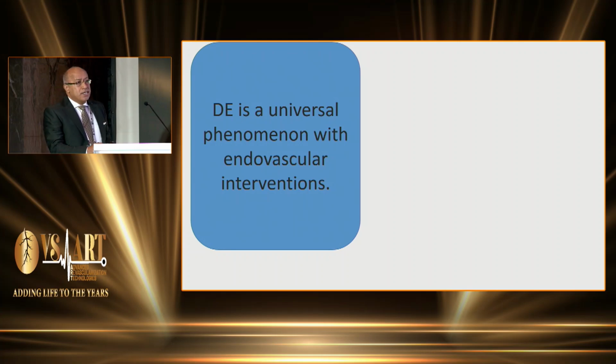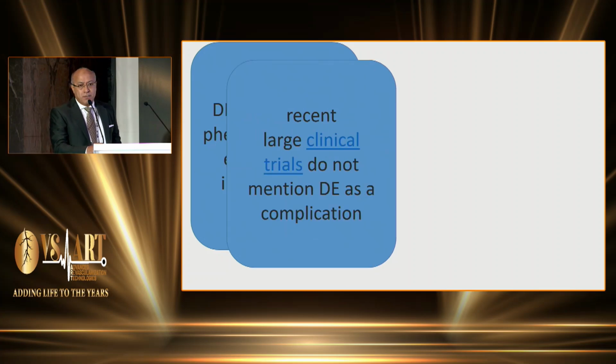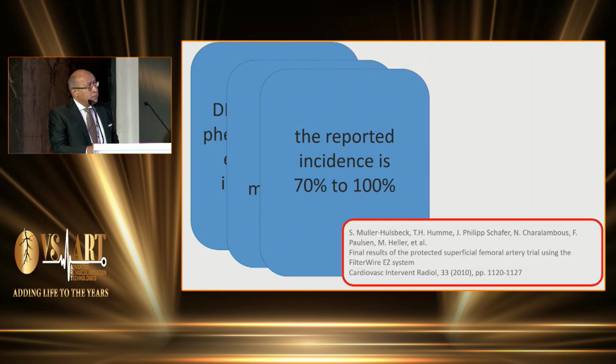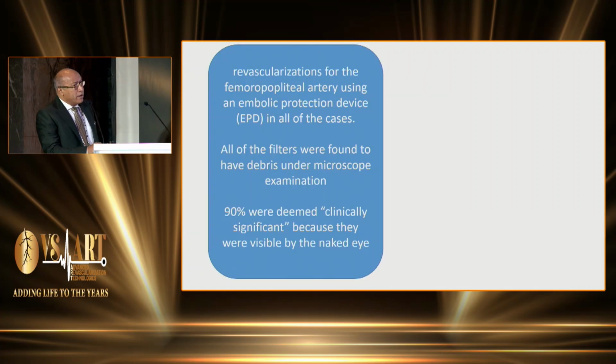And globally, we can see that distal embolization is a universal phenomenon that may not even be reported by most clinical studies as a complication, because in the range of around 70 to 100% of cases there will be embolization. That's why, in one study, they did revascularization of the femoral region and placed embolic protection devices in all of the cases, and they found that all of the recovered filters had microscopic embolization material, and it was considered clinically significant because in 90% of the cases it was seen by the naked eye.